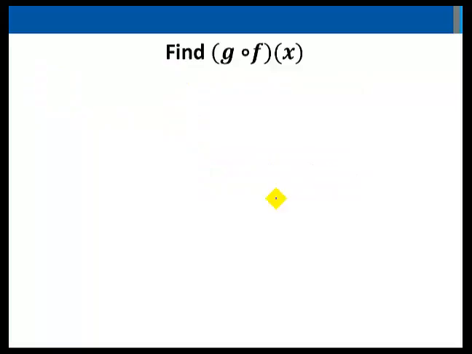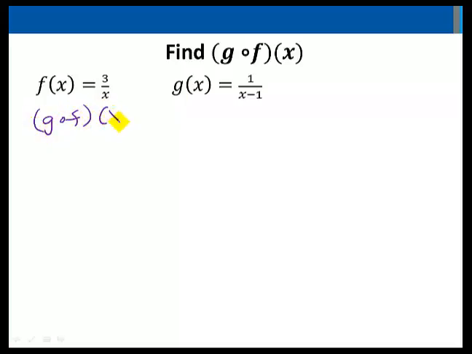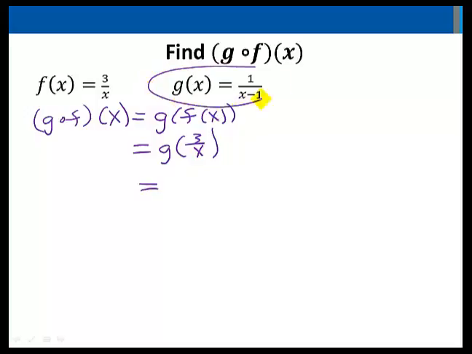Next, we'll find g composed with f of x for the functions f of x equals 3 over x and g of x equals 1 over x minus 1. g composed with f of x is equal to g of f of x. Here f of x is 3 over x. And to find g of 3 over x, I'll look at g of x. Wherever I have an x, I'll be replacing x with 3 over x. And then I'll simplify by getting one fraction in the denominator.